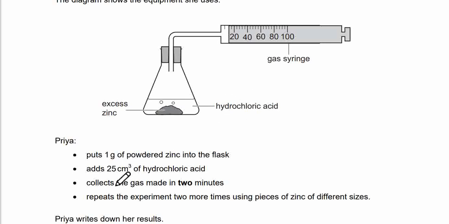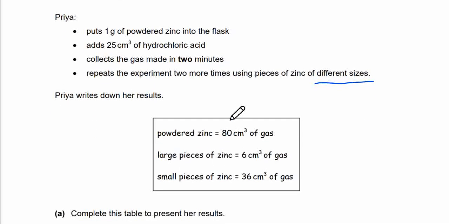hydrochloric acid, and collects the gas made in 2 minutes. Repeat the experiment 2 more times using pieces of zinc of different sizes. Priya writes her results: powdered zinc 80 cm cube of gas, large pieces of zinc 6 cm cube of gas, small pieces of zinc 36 cm cube of gas.